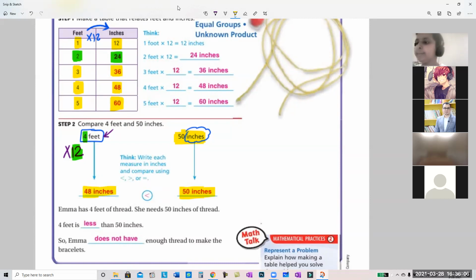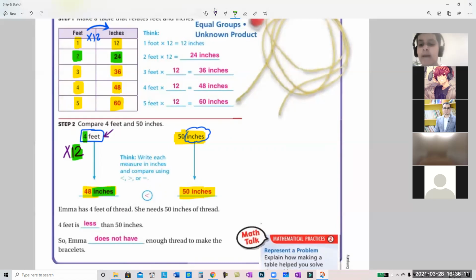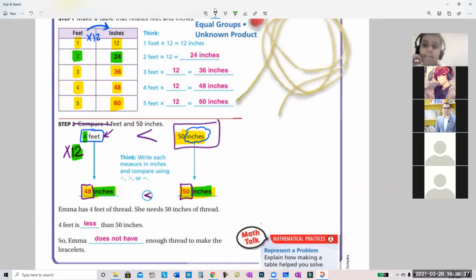Now we can compare between these two units because we have the same unit here and here, right? In both sides, we have the same unit. So if we have the same unit on both sides, all we have to do is compare the numbers. So we have here 48 and we have here 50. So which is greater, Muhammad? Greater is 50 inches. Yeah, of course. So we can say 50 inches is greater than 4 feet. Okay, that's it.